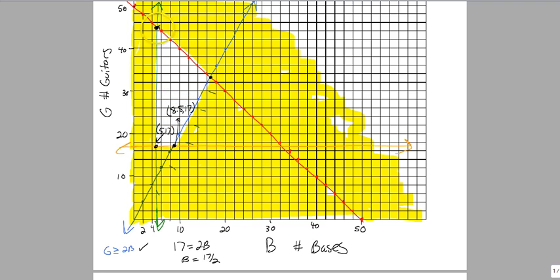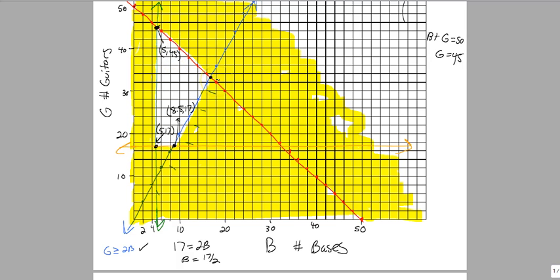This one up here, you can do the same thing. The red equation was b plus g equals 50. And we know that b is 5. That's the green line. So I'm going to do that over here. B plus g equals 50. And we know, like I said, that b is equal to 5. So that means g has to be 45. So if those intersection points, you should get the point b is 5, g is 45.